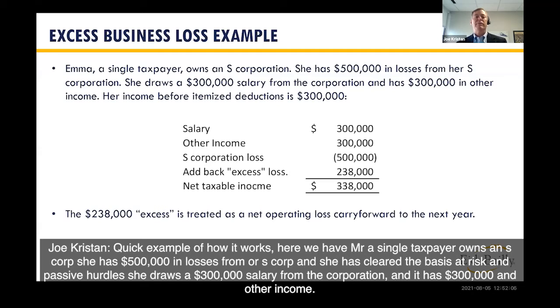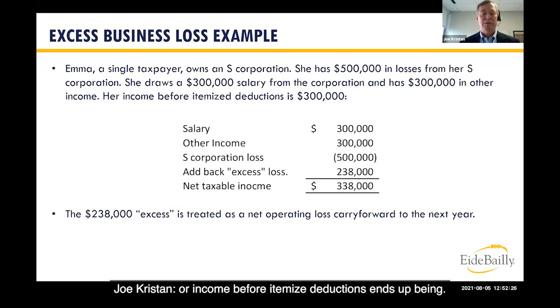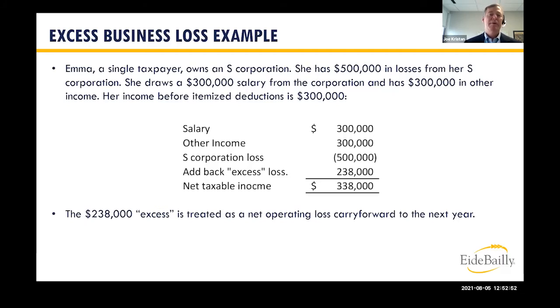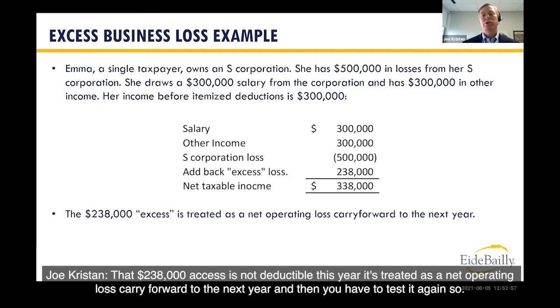Quick example of how it works. Here we have Emma, a single taxpayer, who owns an S corporation. She has $500,000 in losses from her S corporation, and she has cleared the basis, at risk, and passive hurdles. She draws a $300,000 salary from the corporation and has $300,000 in other income. Her income before itemized deductions ends up being $338,000 taxable. Start with $300,000 salary, $300,000 other income, $500,000 loss. Then you have to add back the excess loss of $238,000, which is $500,000 minus the $262,000 loss cap. That $238,000 excess is not deductible this year. It's treated as a net operating loss carry forward to the next year. And then you have to test it again.